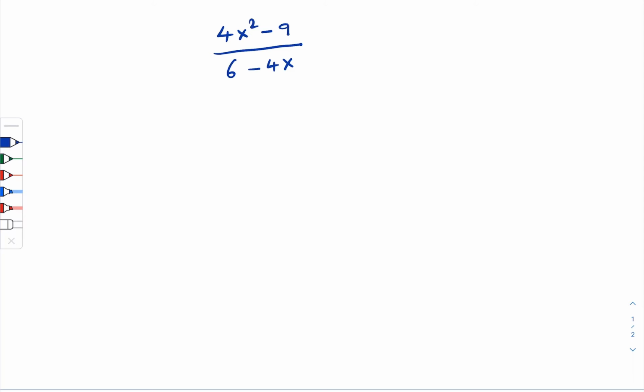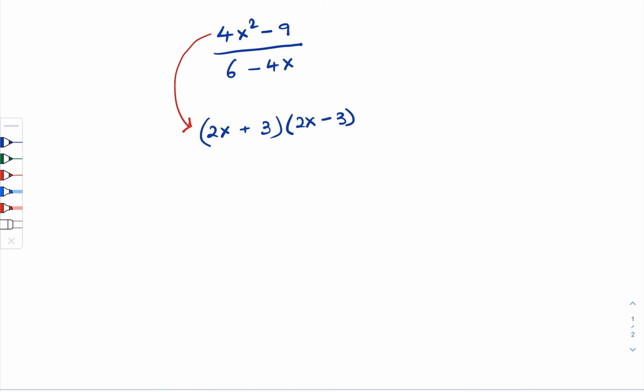So let's go ahead and do the top first. How can we simplify the top? If you notice what's happening in the top, you have 4x squared. That's actually a perfect square. And the 9 is a perfect square too. So we're going to use our rules of difference of squares to simplify this. The square root of 4x squared is 2x. The square root of 9 is 3. So we're going to do 2x plus 3 times 2x minus 3. So that's what this top simplifies to.